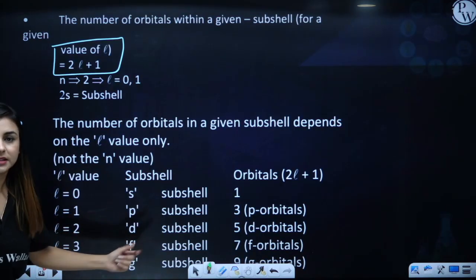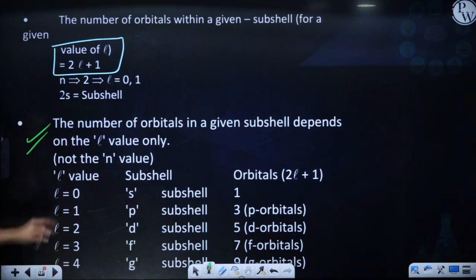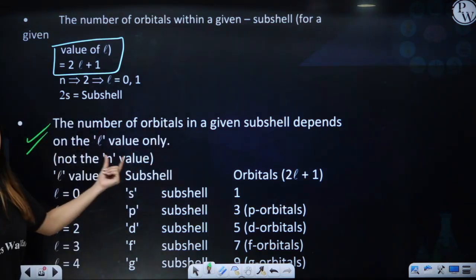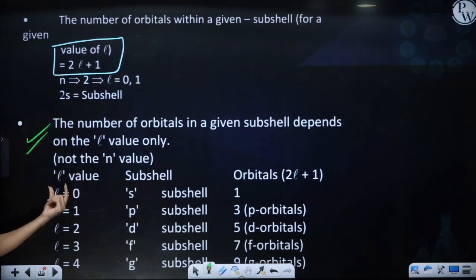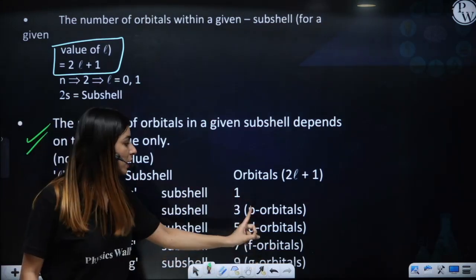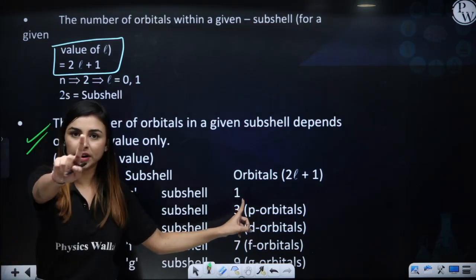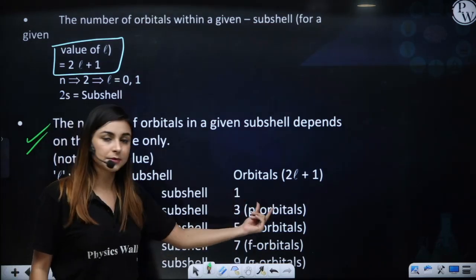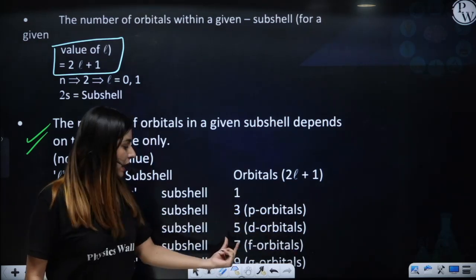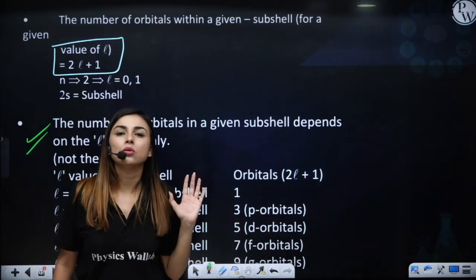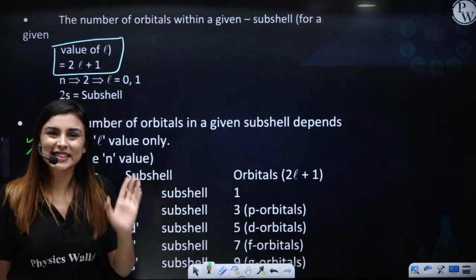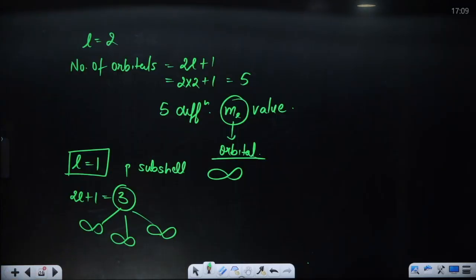Now, you can get this chart as well. The number of orbitals in a given subshell depends upon the L values only, not the N value. Now, L value 0, 1, 2, 3 subshells and how many orbitals is given by 2L plus 1. If S orbital, then only 1 orbital, spherical in shape. If 3 orbitals, P orbital, dumbbell shape. 5, double dumbbell shape. F has a complex shape. It is out of your syllabus. So, you need to know this. I hope you've got this. Now, let's move forward, my dear students.